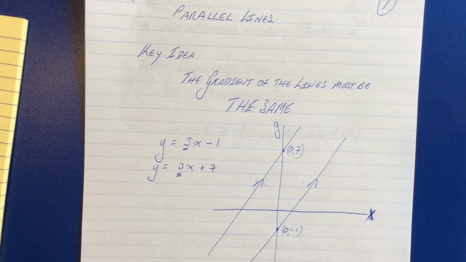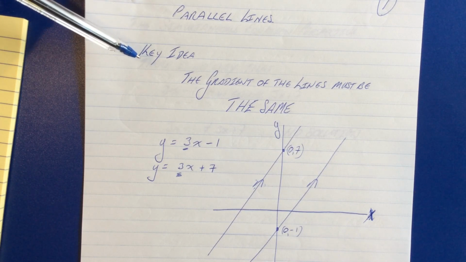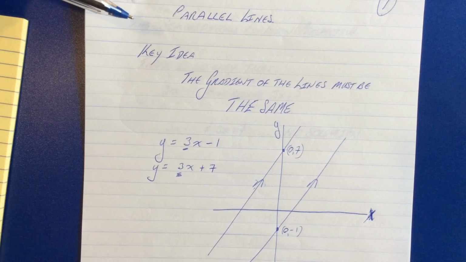Today we're going to have a quick look at parallel lines. This is really straightforward, I hope. There's one key idea. The gradient of those lines must be the same in order for them to be parallel. They have to look like railway tracks or something like that.